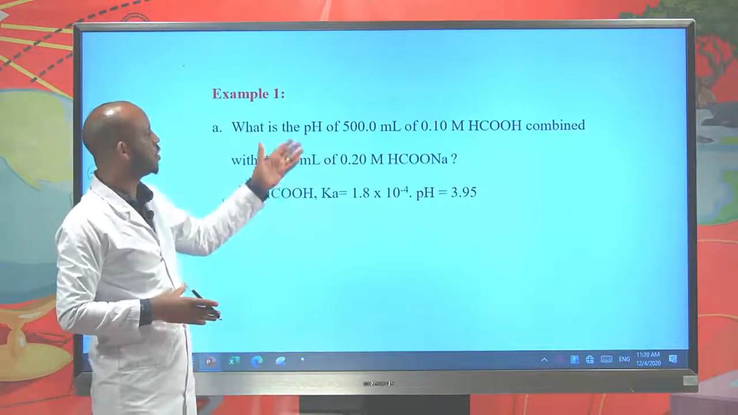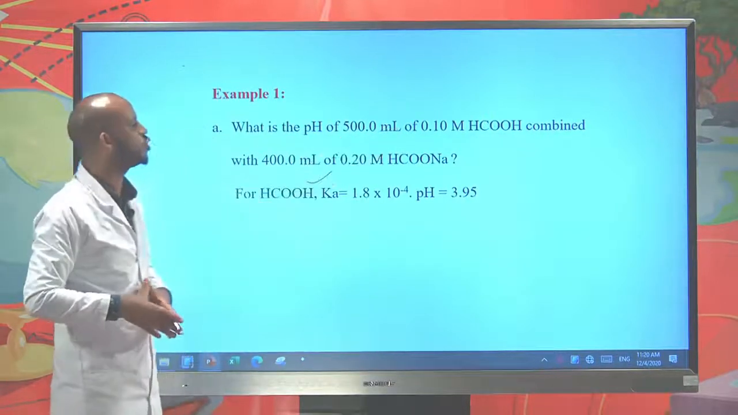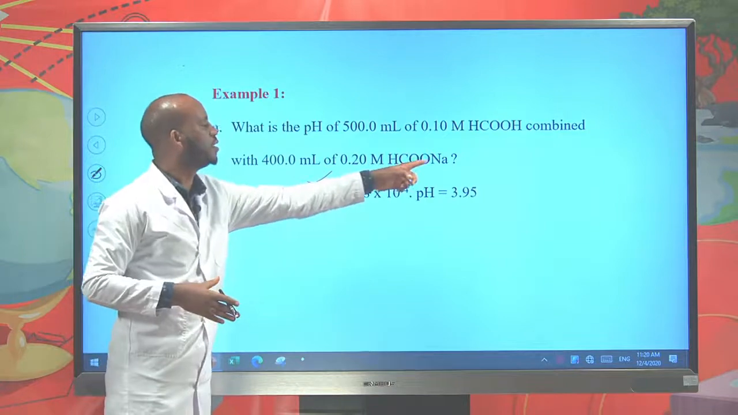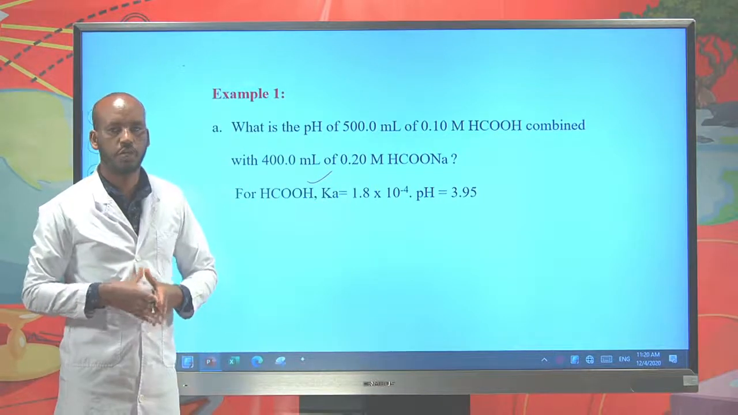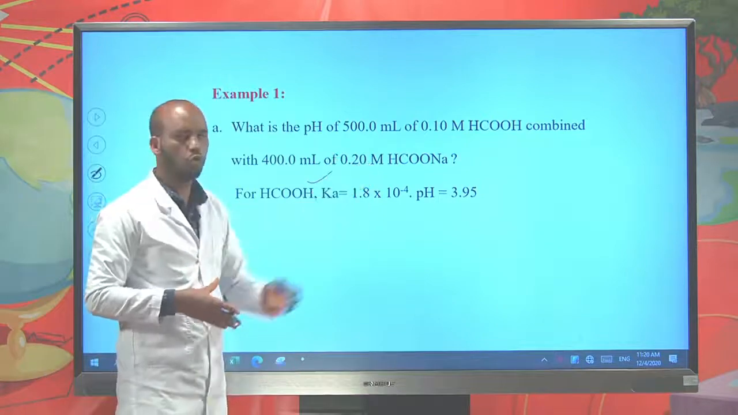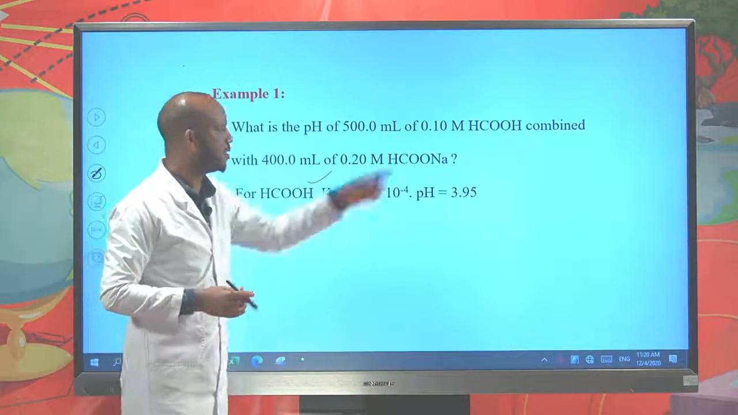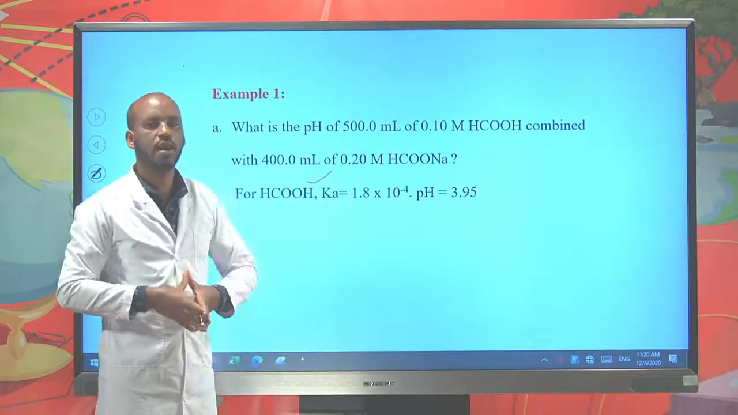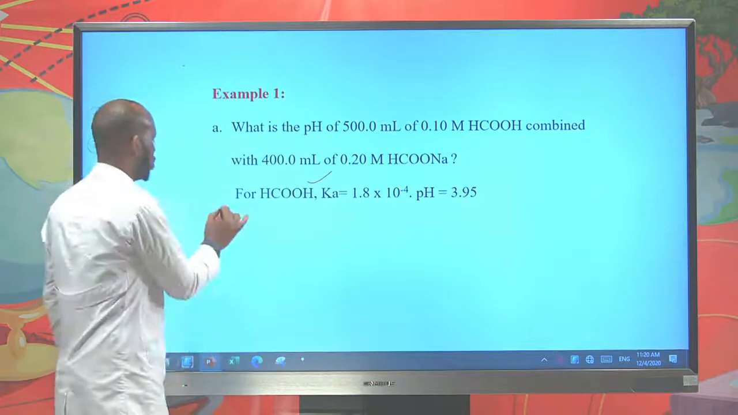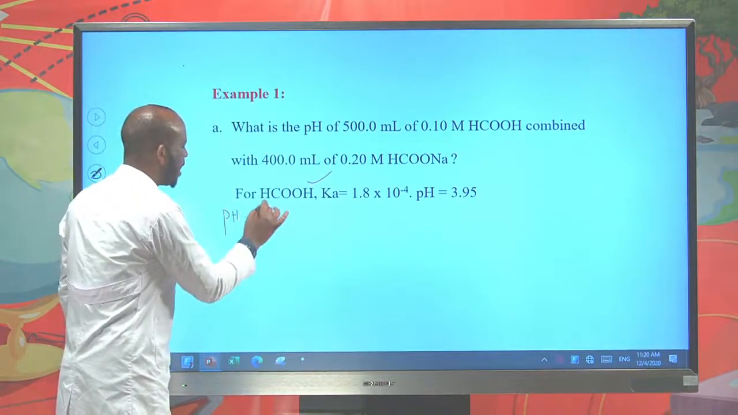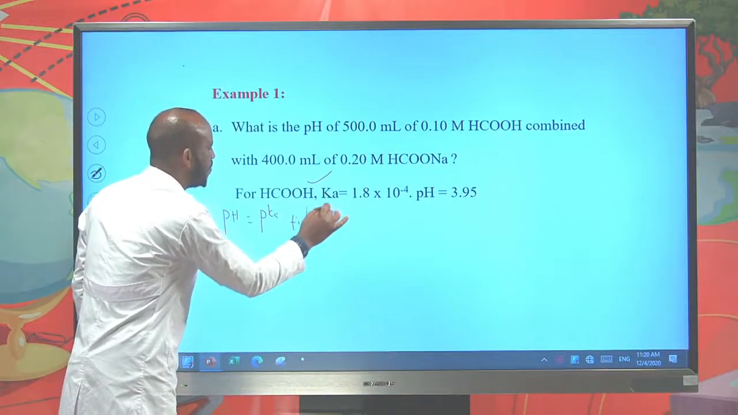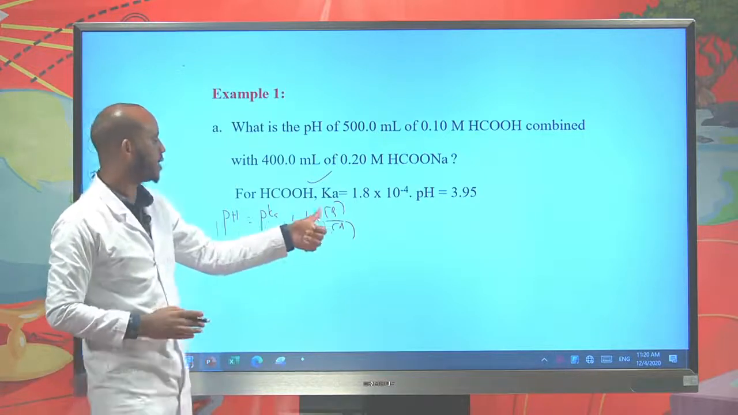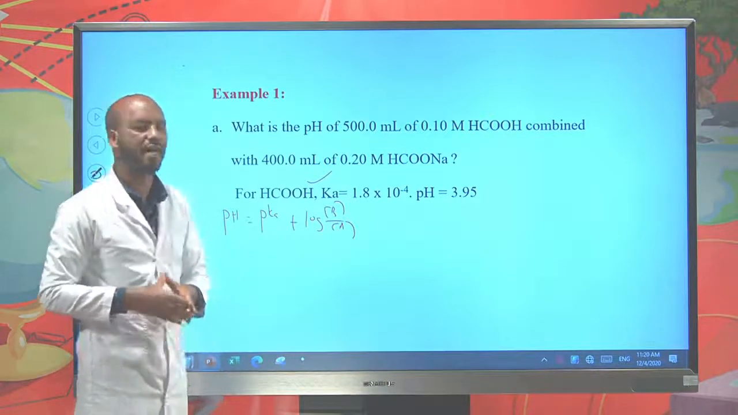Example: what is the pH of 500 milliliters of 0.1 molar formic acid combined with 400 milliliters of 0.2 molar sodium formate? Students, this is a buffer solution. What type of buffer solution is this? Acidic buffer solution. For an acidic buffer solution, the Henderson-Hasselbalch equation is pH equals pKa plus log of base concentration divided by acid concentration. We need the concentration of the base and the concentration of the acid.